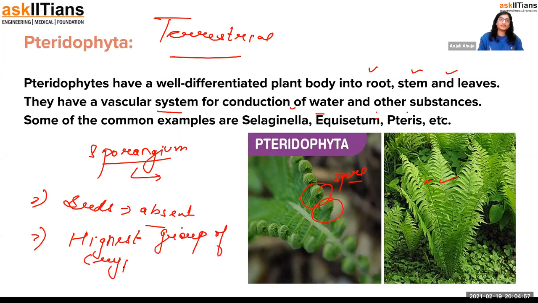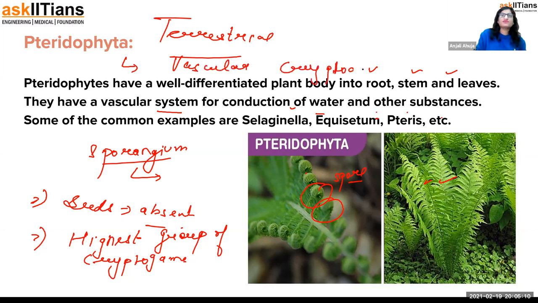I suppose that's clear to you. So you can also call it the vascular cryptogam. Vascular cryptogam. Very easy to understand. Examples are written up there. Is that fine? Pteridophytes do not have big size. They have a little small size, but they have this leafy structure which is known as sporophylls.